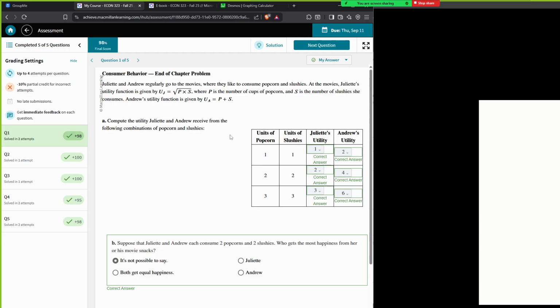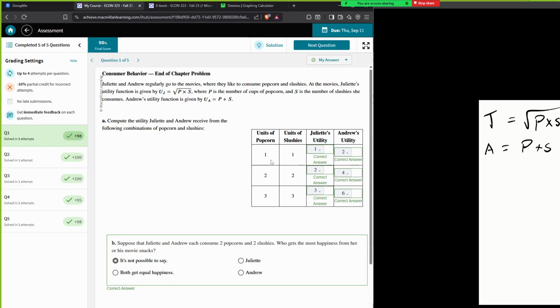So what's Juliet? Juliet equals the square root of P times S, and Andrew equals P plus S. And those P and S are just the units of popcorn and units of slushies. So you just plug these numbers in.